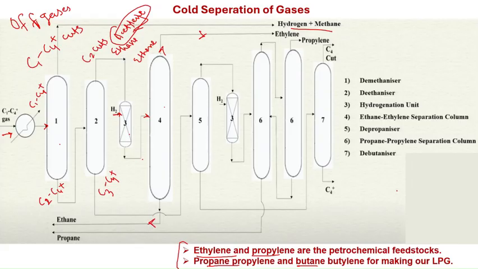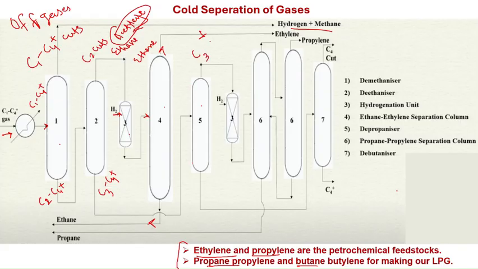Okay, so further, now here ethane and ethylene are removed, and this C3 to C4 cut is introduced in this fifth unit, which is the depropanizer. So here we can see the lighter cuts of the depropanizer.